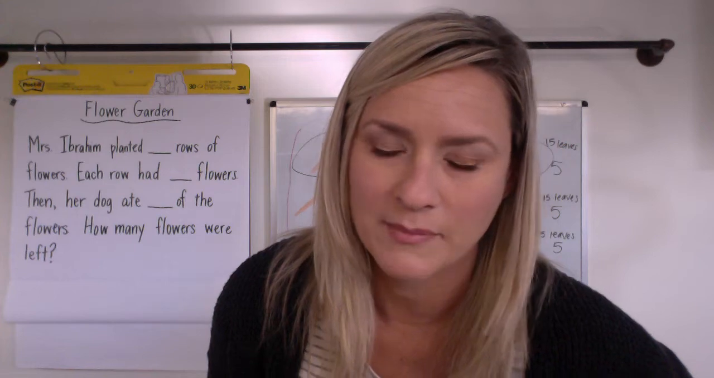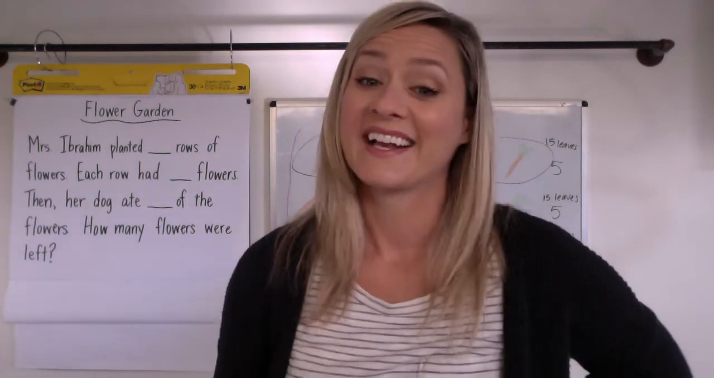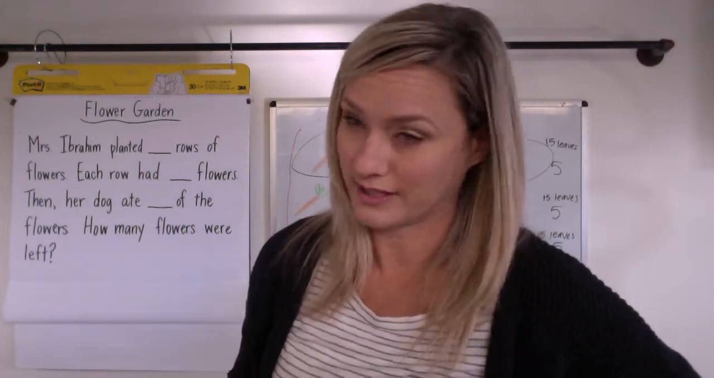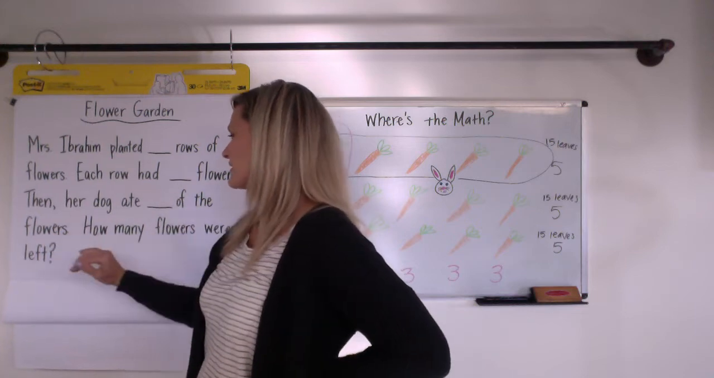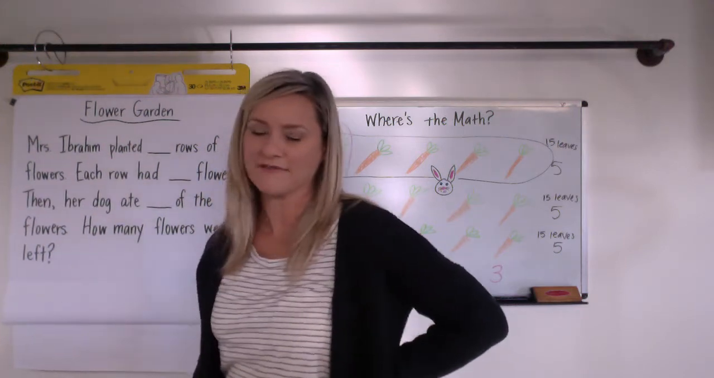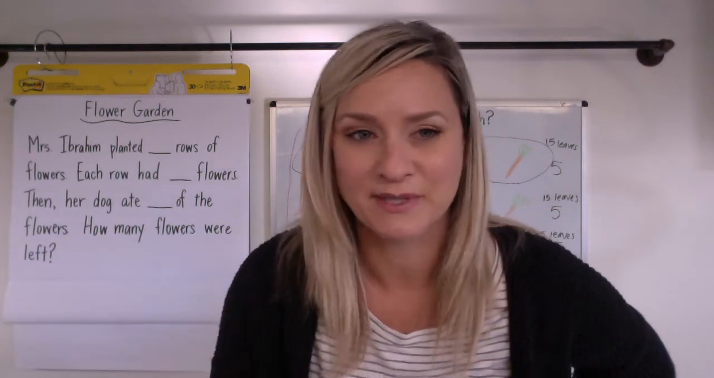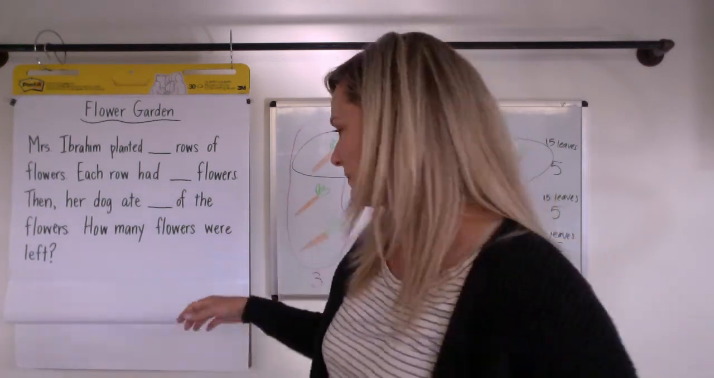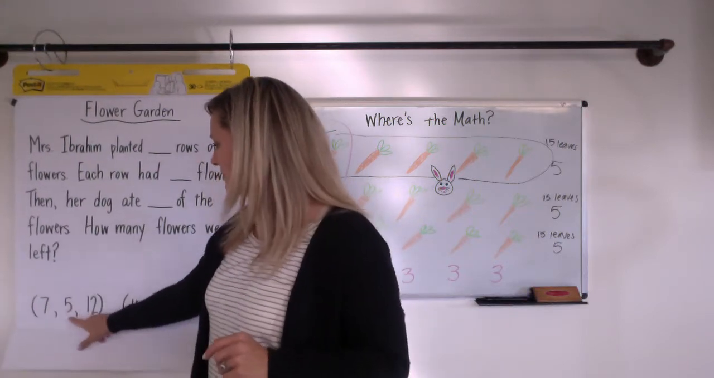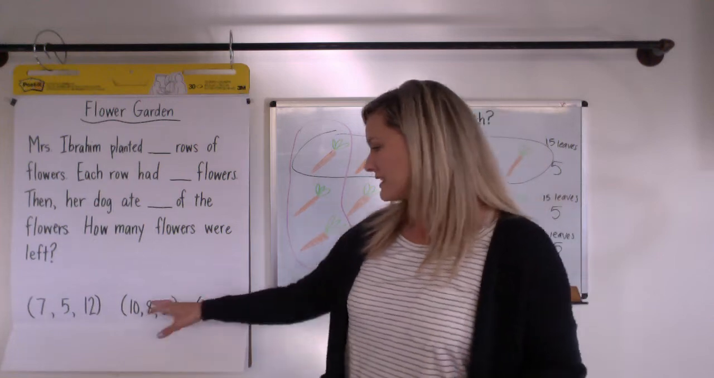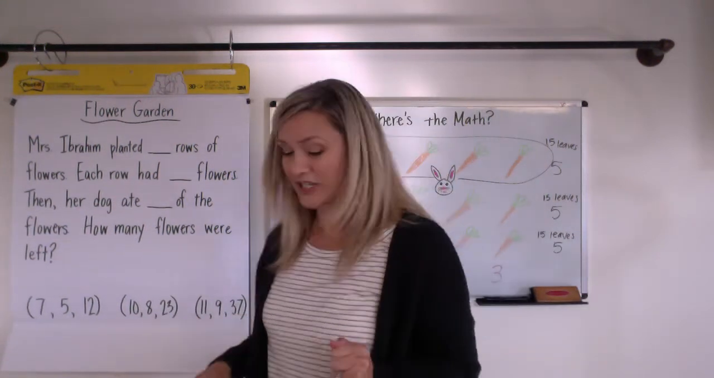Oh my goodness, look what happens next. Her dog is going to eat some of the flowers. Now, if you've ever had a puppy, you know this is a real thing that could happen, right? Then her dog ate of the flowers. How many flowers were left? All right, I think I need to read this again, but I want to see my number sets in there and read it with the picture in my mind. So let's check out our number sets. We've got 7, 5, and 12. We've got 10, 8, and 23. We've got 11, 9, and 37.